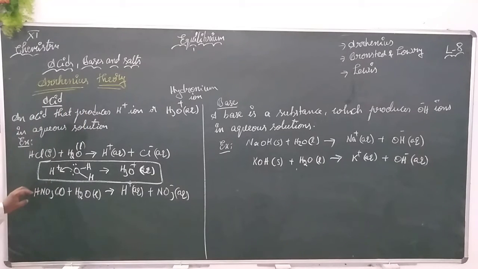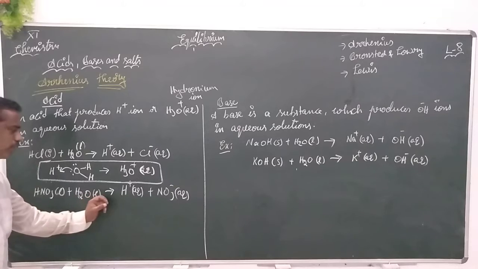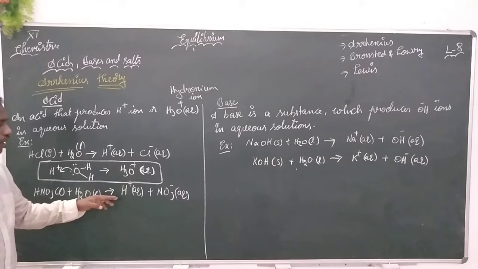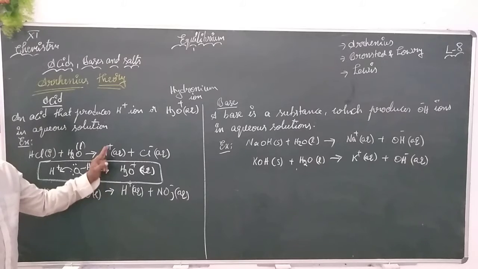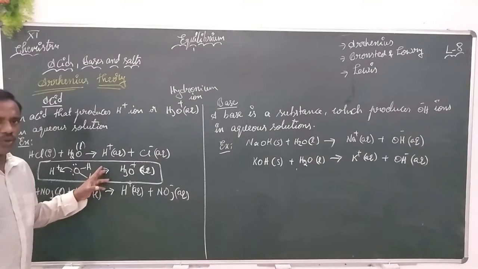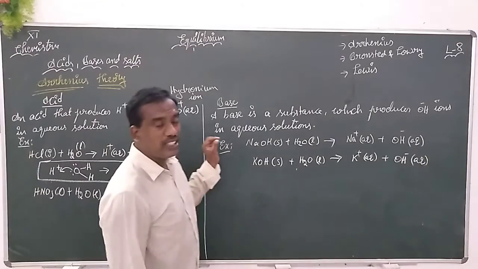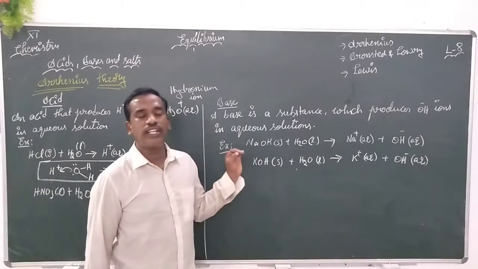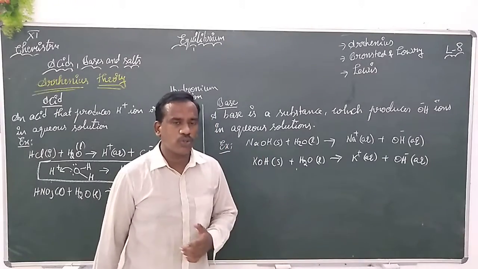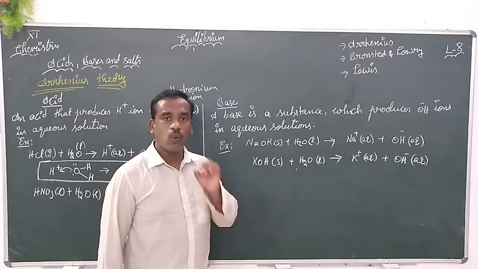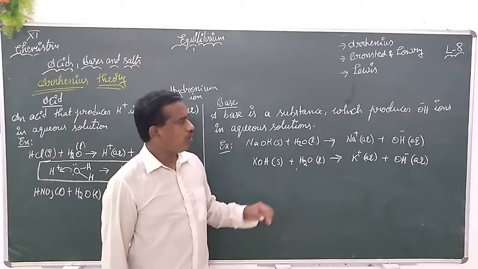If you take nitric acid, which is a liquid, when dissolved in water it forms H+ ions and NO3- aqueous ions. So the substances that produce H+ ions when dissolved in water are called acids according to Arrhenius. But what is a base according to Arrhenius? According to Arrhenius, a base is a substance that will produce OH- ions when dissolved in water.